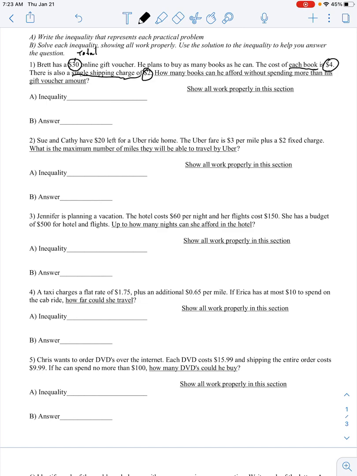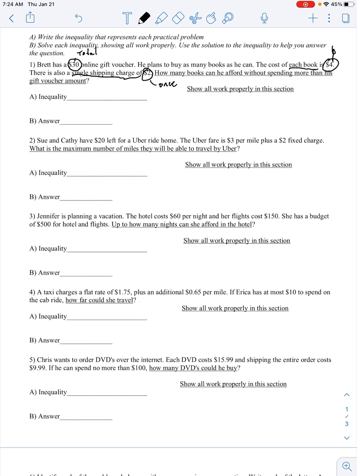So now the cost of each book is $4, so that's going to be our rate. So $4 per book, so that one is going to be what goes with our variable. Let's call it B for book. And then the single shipping charge of $2 is something that he only has to pay once, so we're not going to multiply that by anything here. So what we're going to do is use the information we have here to set up this inequality.